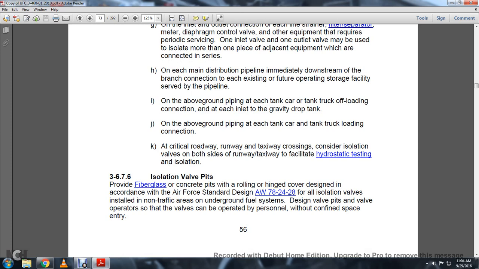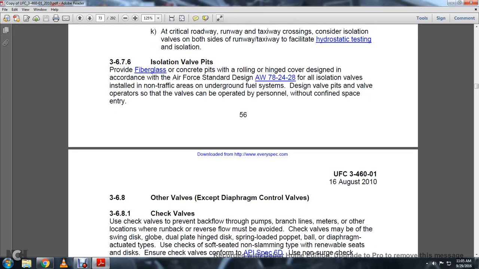3676 isolation valve pits provided with the fiberglass concrete spill, concrete fiberglass and concrete pits with the rolling and hinge cover designed for the corners for the Air Force standards design AW78-2428. The isolation valve is insulated, installed with the non-traffic areas, the underground fuel system, designing valve pits and valve operated so that the valves can be operated with the personnel without confined space entry.